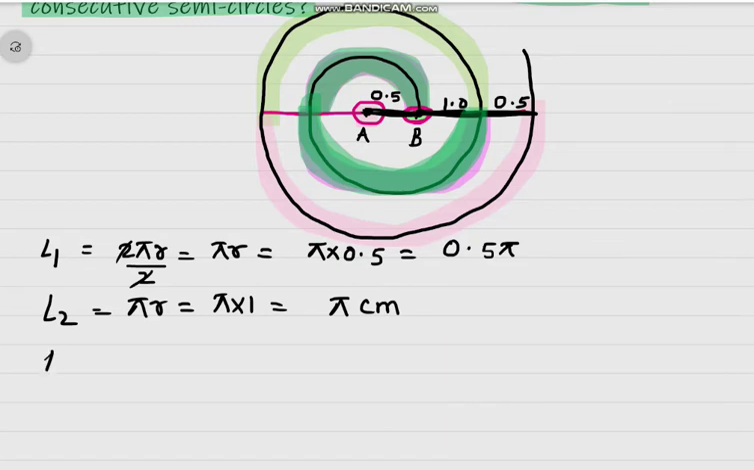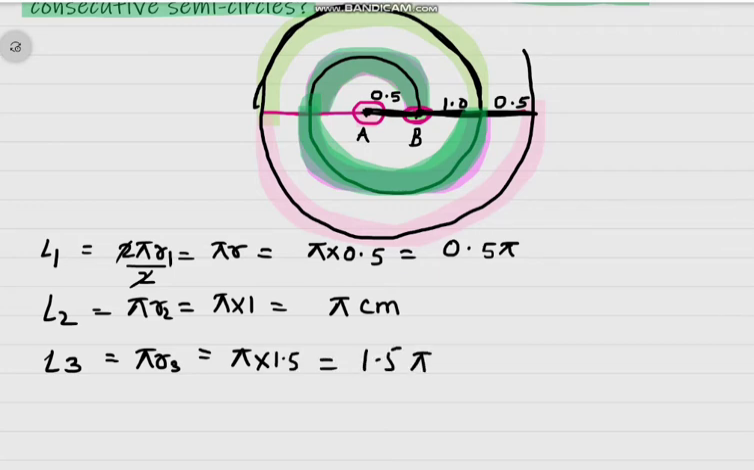Okay. What is your L3? Now L3 will be equal to how much? You will see it will be again pi r. So let us take this as r1, r2, r3. Now here your r is how much? Your r will be equal to 1.5. So 1.5 pi. So L4 will be equal to naturally 2 pi.